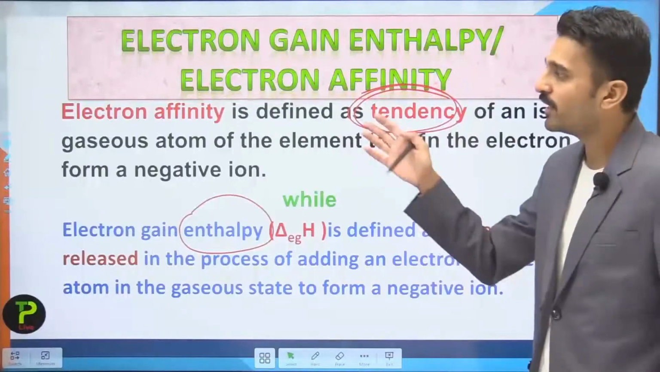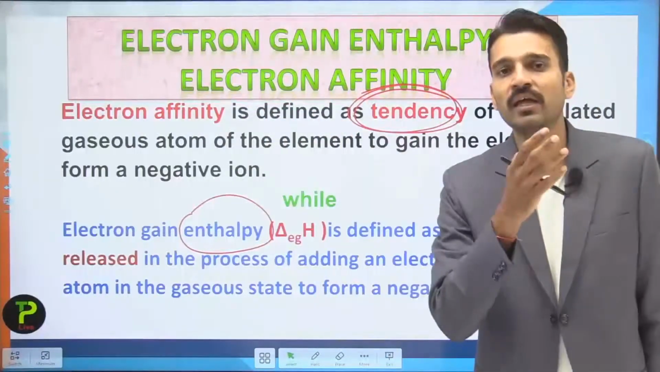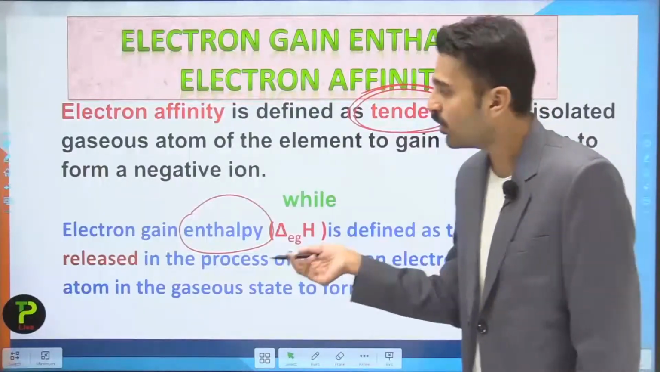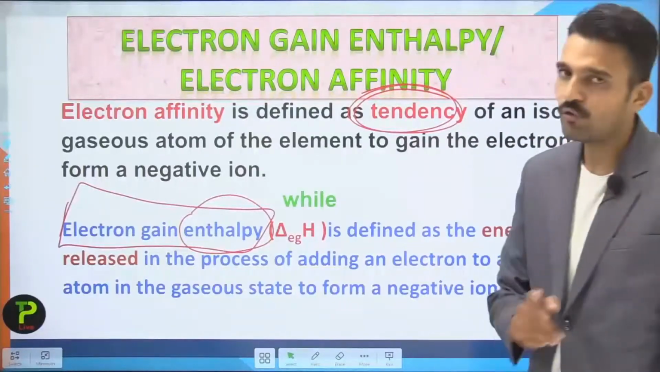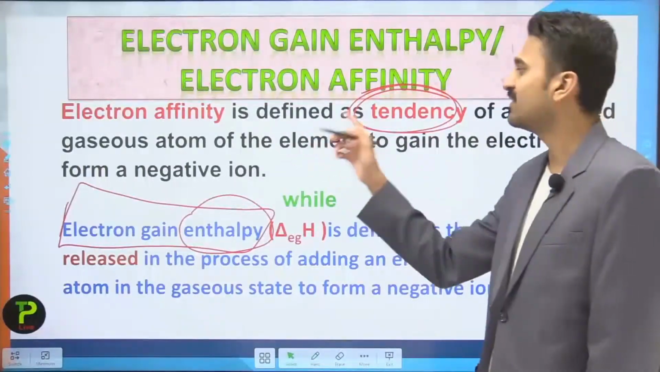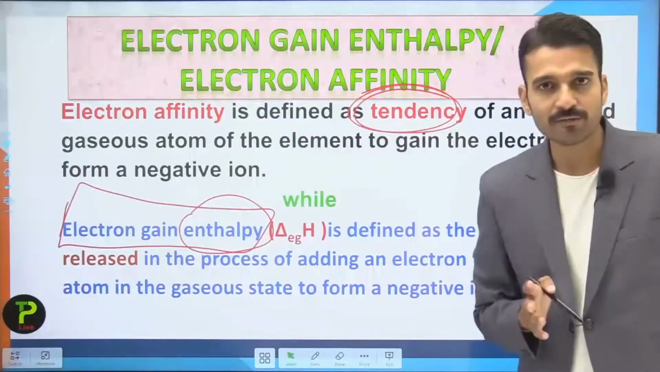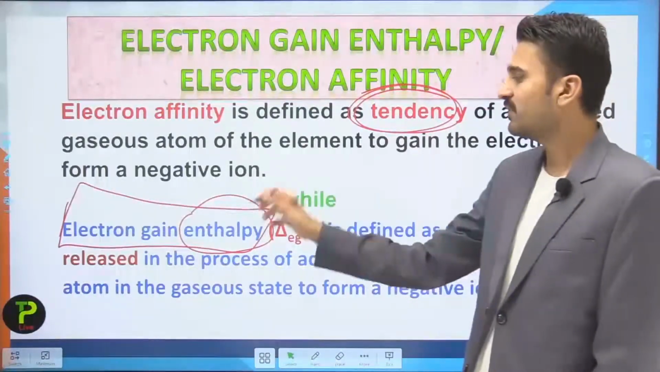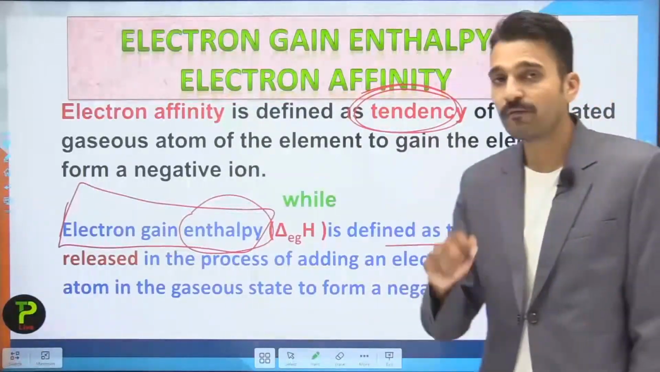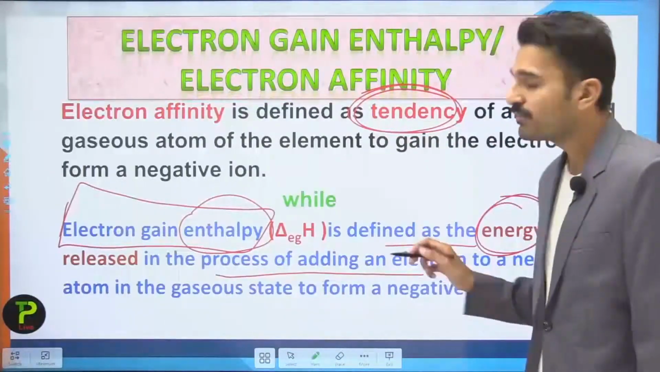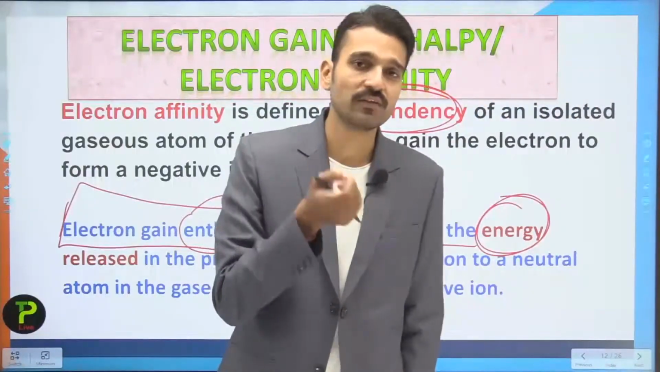So for determining the electron affinity for any particular element or an atom of an element, we need what? We need the term that is the electron gain enthalpy. So now you know the difference: electron affinity is the tendency, while electron gain enthalpy is the amount of energy. Electron gain enthalpy is defined as the energy which is released when an atom adds an electron in the outermost shell when in the gaseous form.